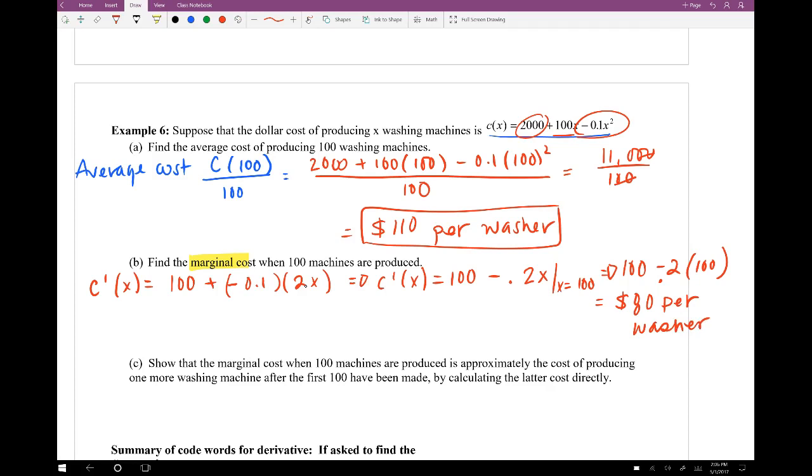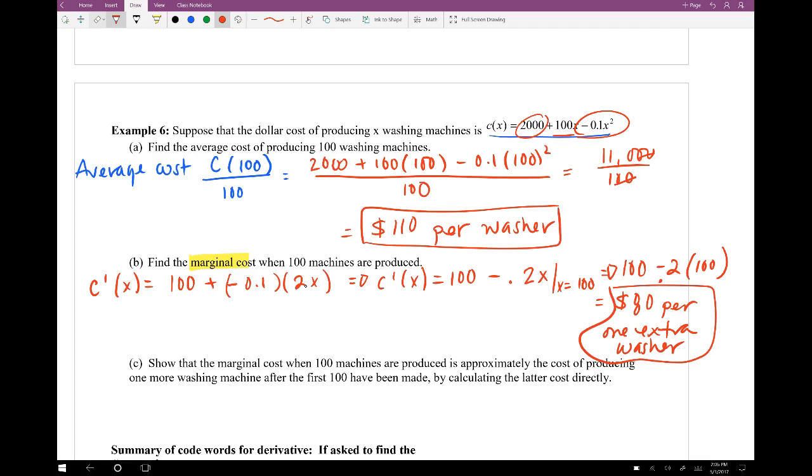So what does that really mean? The marginal cost is not 80. The marginal cost is how much it costs to produce one extra machine. So $80 for an extra washer. For an extra, it means one, okay? $80 per one extra washer. So that's what it means to have the marginal cost.